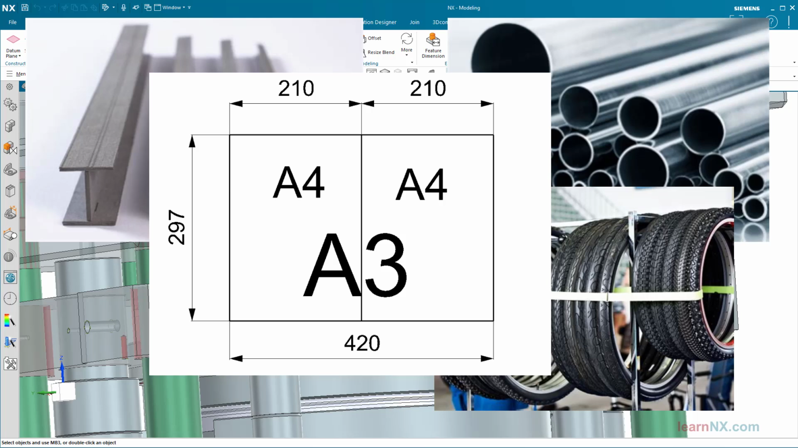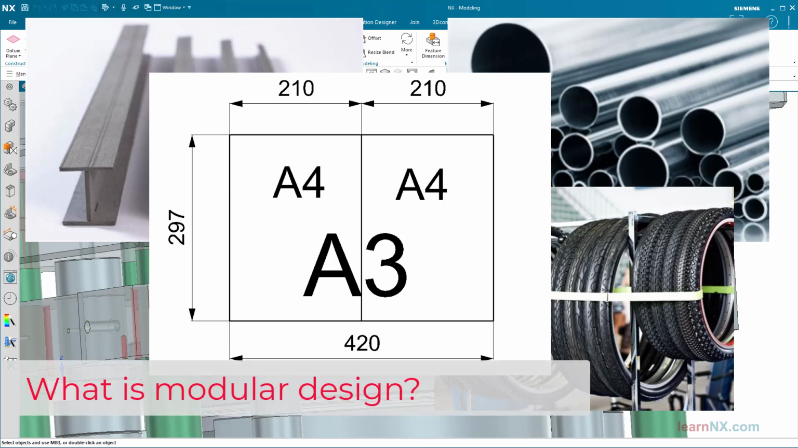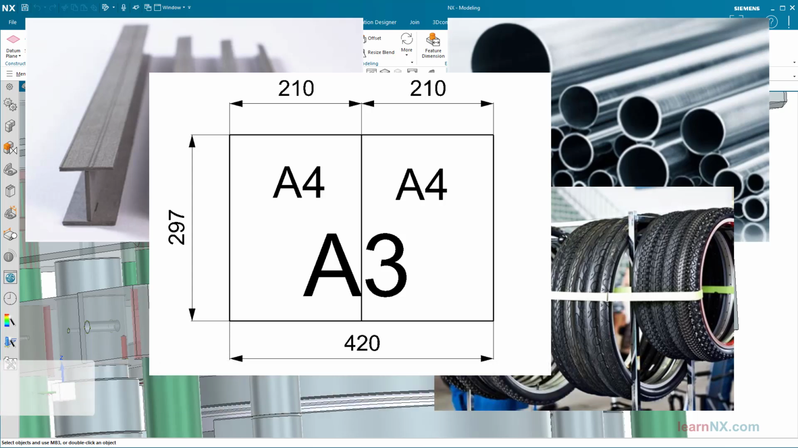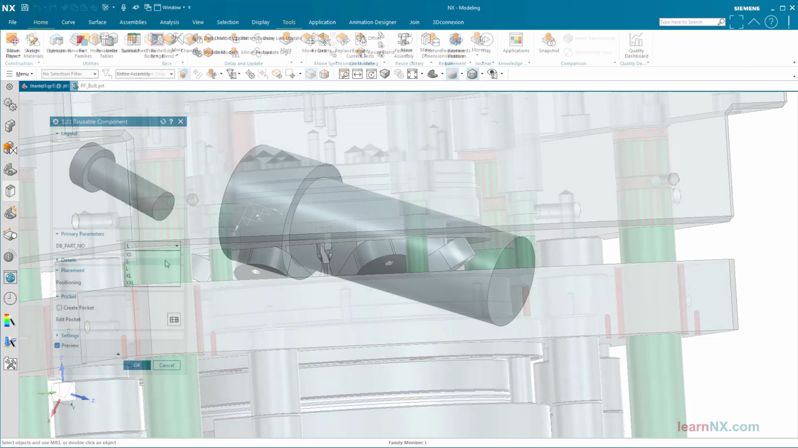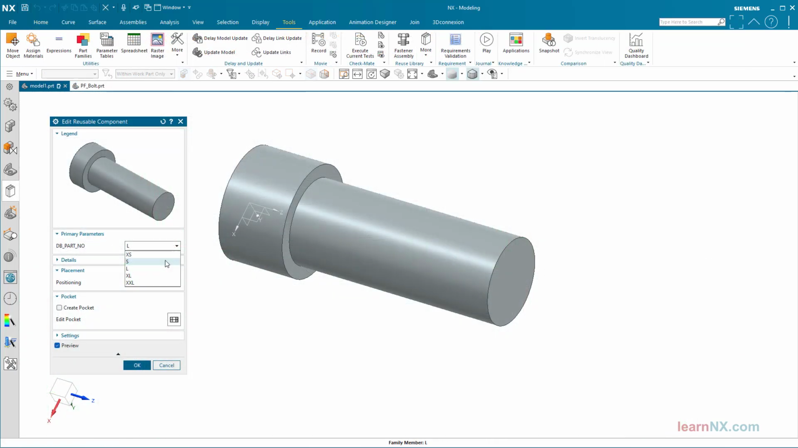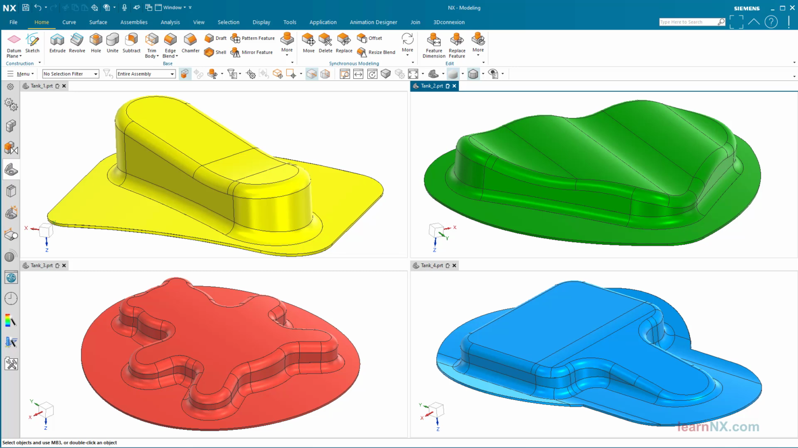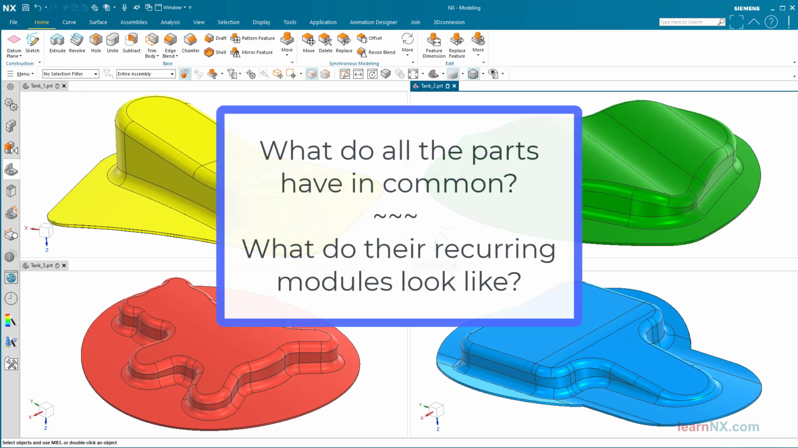This brings us to the second question. What is modular design? Or, which parts are suitable for rasterizing at all? Certainly the spring bolt described, but hardly these parts. Or, are they? At first glance, the parts seem completely different, but let's try not to see them as a whole, but as a modular system. What do all the parts have in common? What do their recurring modules look like?